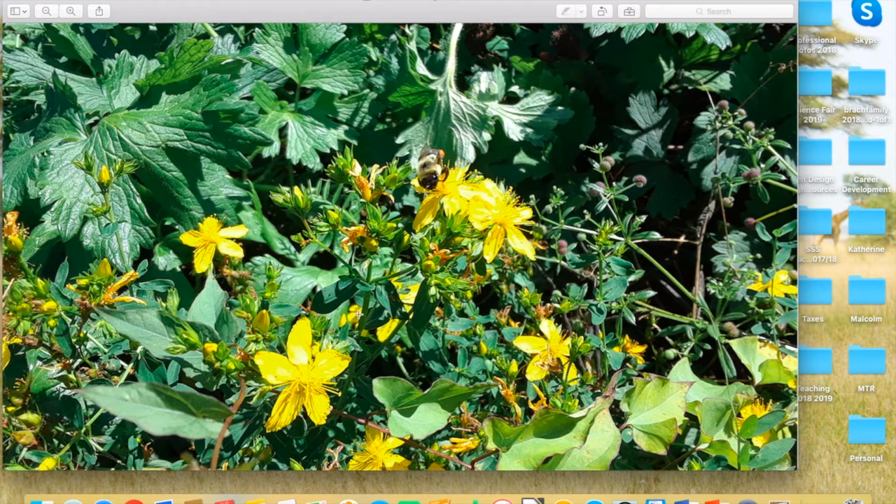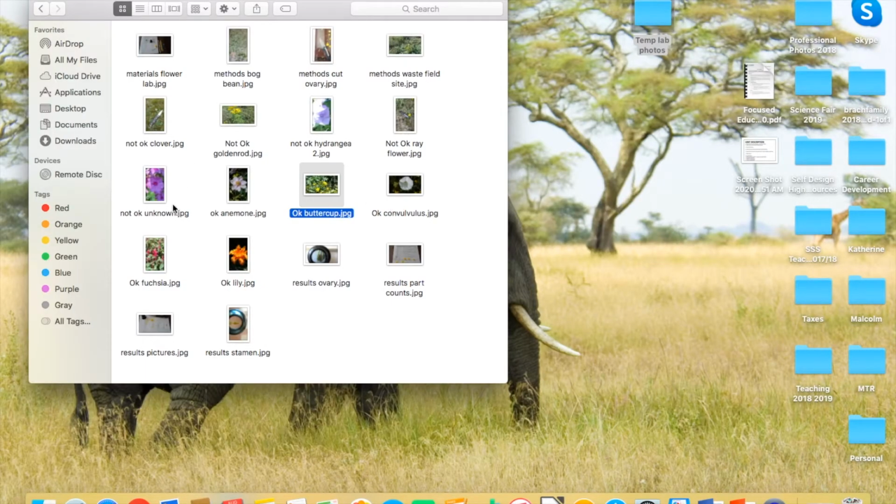Buttercups are an example. Here we see a nice bumblebee hanging around on this buttercup, doing some pollinating. These would be perfectly fine for doing the lab activity. You don't need a garden to do this lab. You just need it to be the right time of year and to go with the right equipment. So I could go through some more examples, but it's not really crucially necessary to do that.